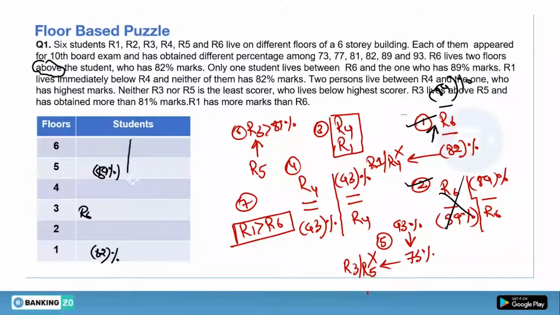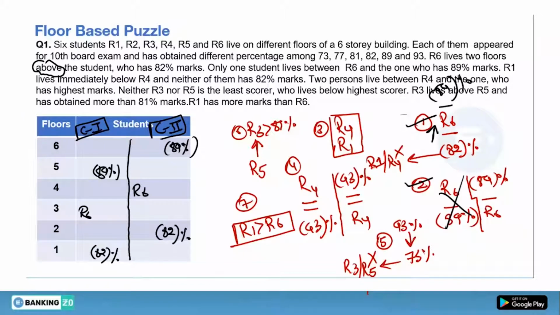Now the next case can be: R6 can live on floor number 4, and 82% will go on floor number 2, and 89% will go on floor number 6. So these two cases we have got by combining hint number 1 and hint number 2. So this will be our case number 1 and this side will be our case number 2.